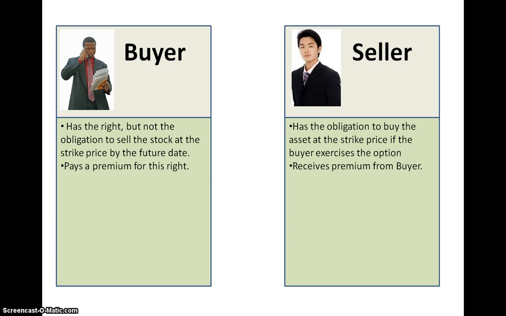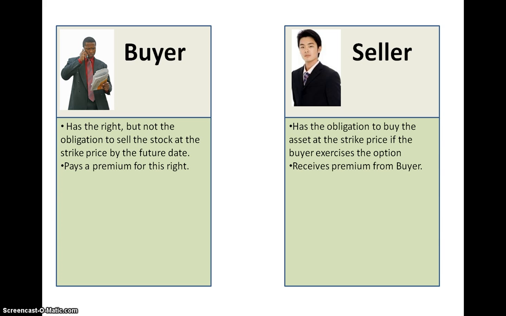First thing you should know about put options is that there's a buyer and a seller involved in this transaction. The buyer in this case has the right but not the obligation to sell the stock at the strike price by the future date. And for this option, he pays a premium. The seller has the obligation to buy the asset at the strike price if the buyer exercises the option. In return for selling this option, the seller will receive the premium from the buyer.